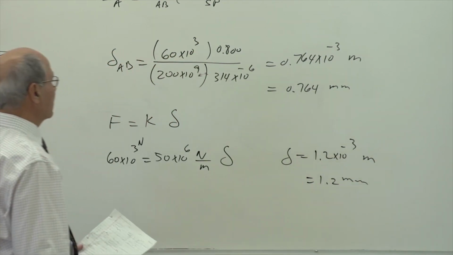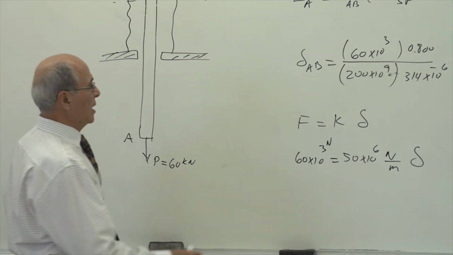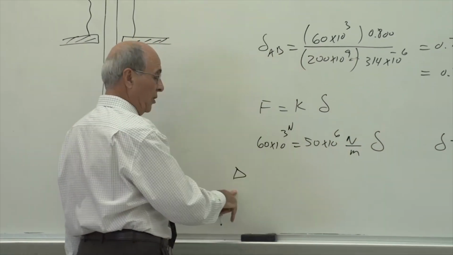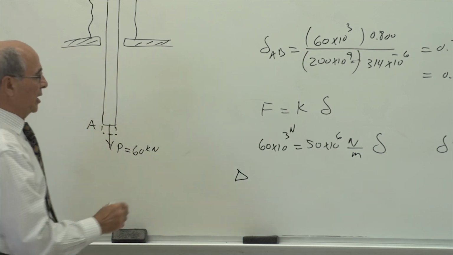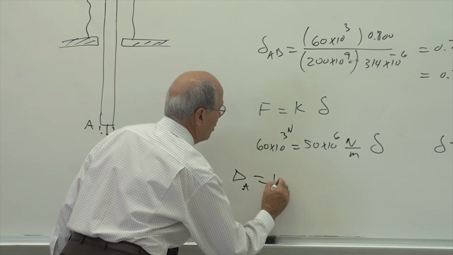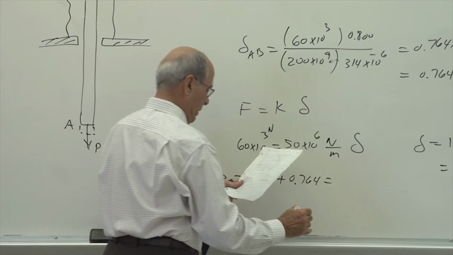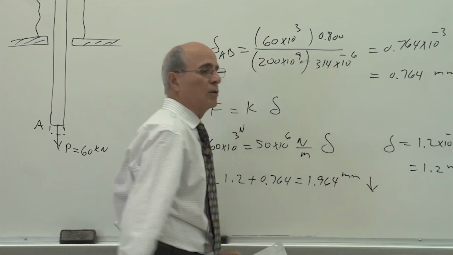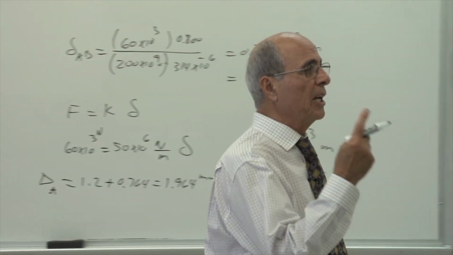So of course, the final result is that this point A goes down the sum of the two. Is that correct? Yes? So delta, again, write it like that. These are deformations. This is not. This displacement, how much point A goes down, is delta of A equal to 1.2 plus 0.764, or equal to 1.964 millimeter in downward motion. That's the thing. Look, totally different. Still, I'm using one formula, guys: delta equal to PL over EA, yes?